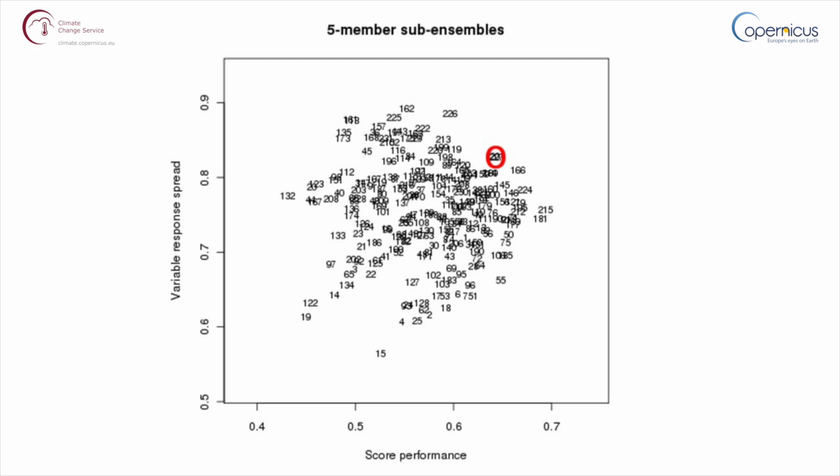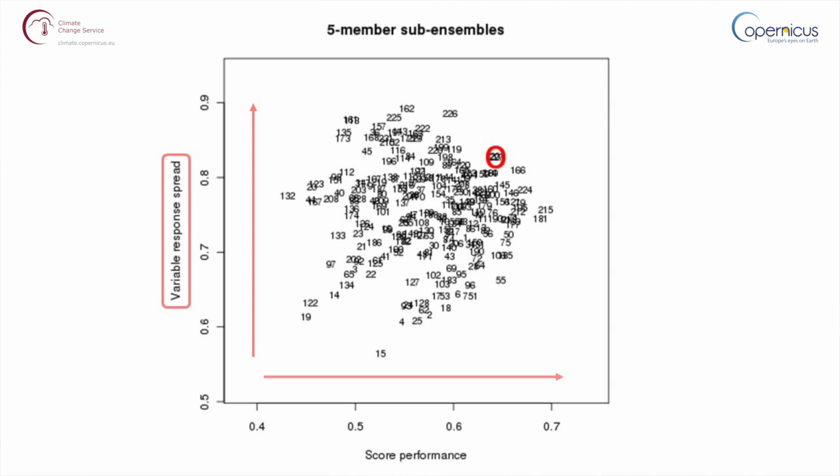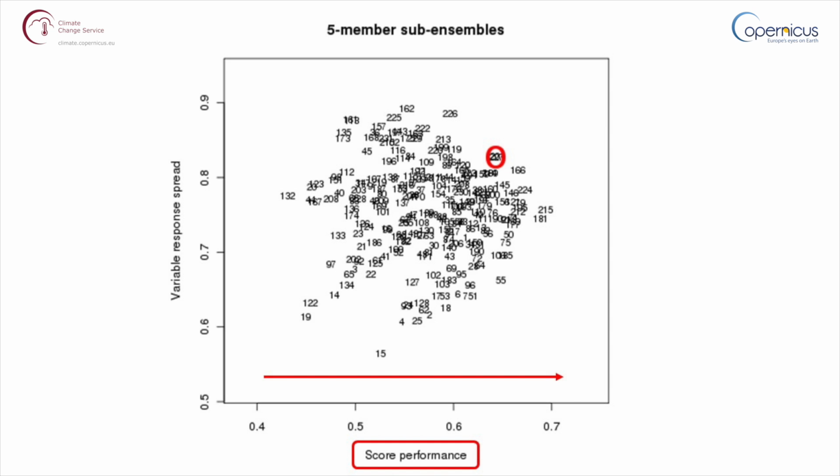This graph represents, in the space of spread and performance metric, 231 5-member sub-ensembles out of the initial 11-member ensemble. At the top of the figure, sub-ensembles are characterized by a good coverage of the initial ensemble spread, and at the right of the figure, sub-ensembles include simulations that perform best with regard to energy sector requirements.